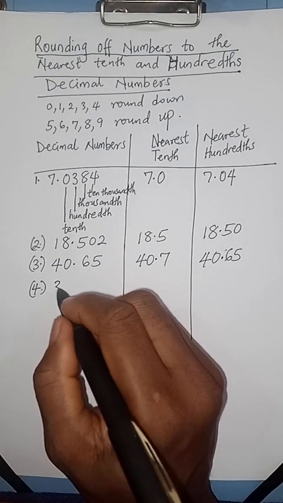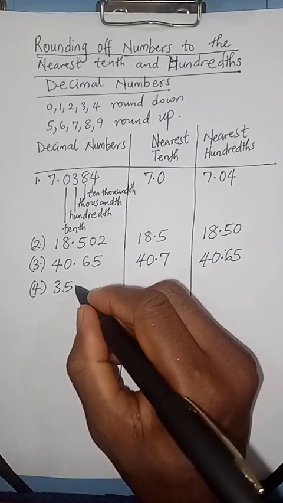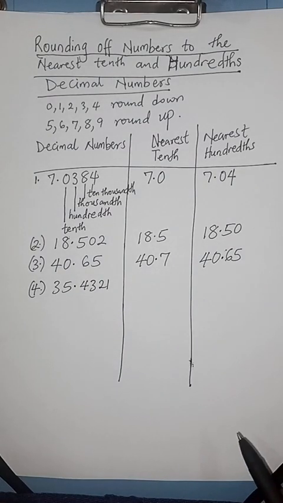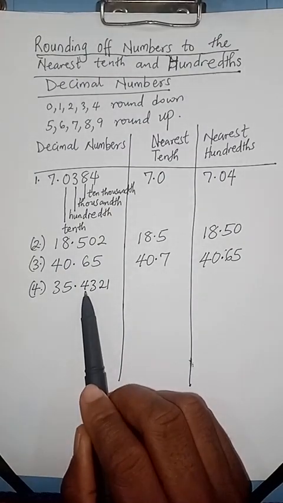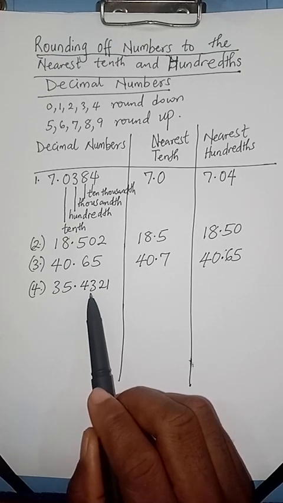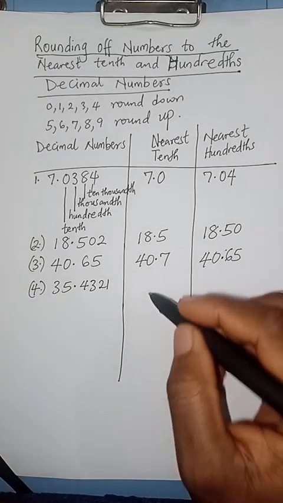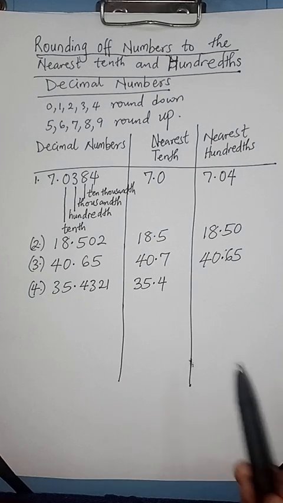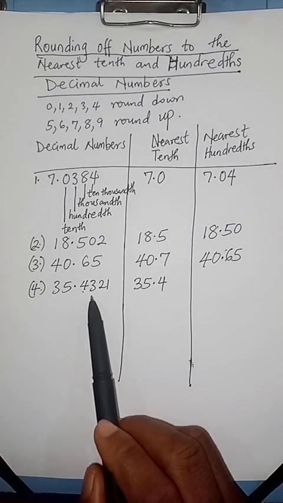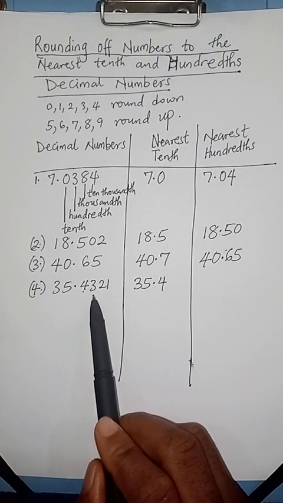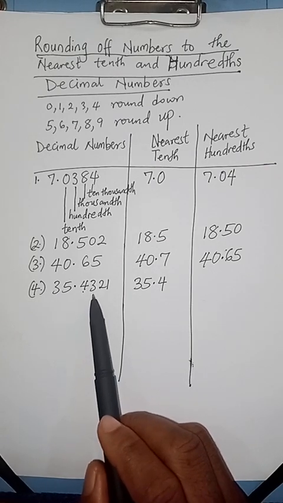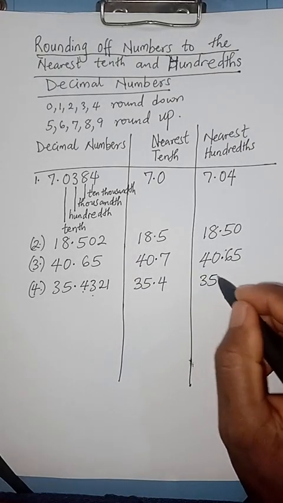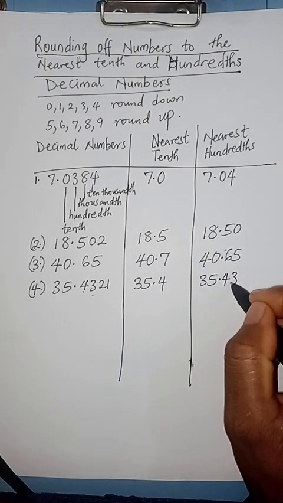Now let's try number 4. I have 35.4321. To the nearest tenth, this is my tenth. I check the digit after the tenth, it's 3, so I'm going to round down. So my answer becomes 35.4. To the nearest hundredth, this is tenth, hundredth. So this is my focus. I'll check the digit after the hundredth, it is 2, I'm rounding down. So my answer becomes 35.43.